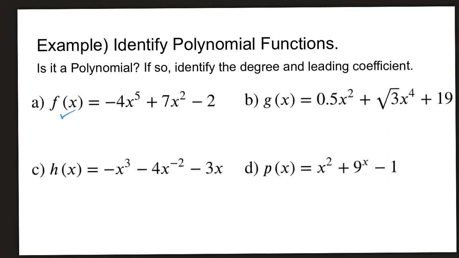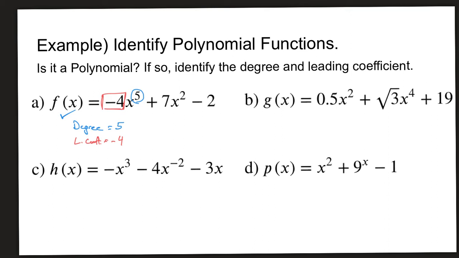Yes, it's a polynomial. So because of that, we can identify the degree and the leading coefficient. The degree is the highest exponent. So if I look at this whole problem, the highest exponent is right here. So my degree is equal to 5. And what about the leading coefficient? The leading coefficient would be the number in front of the highest exponent. So you see the number 5 here? The number that's right in front of it, -4, that's going to be the leading coefficient.